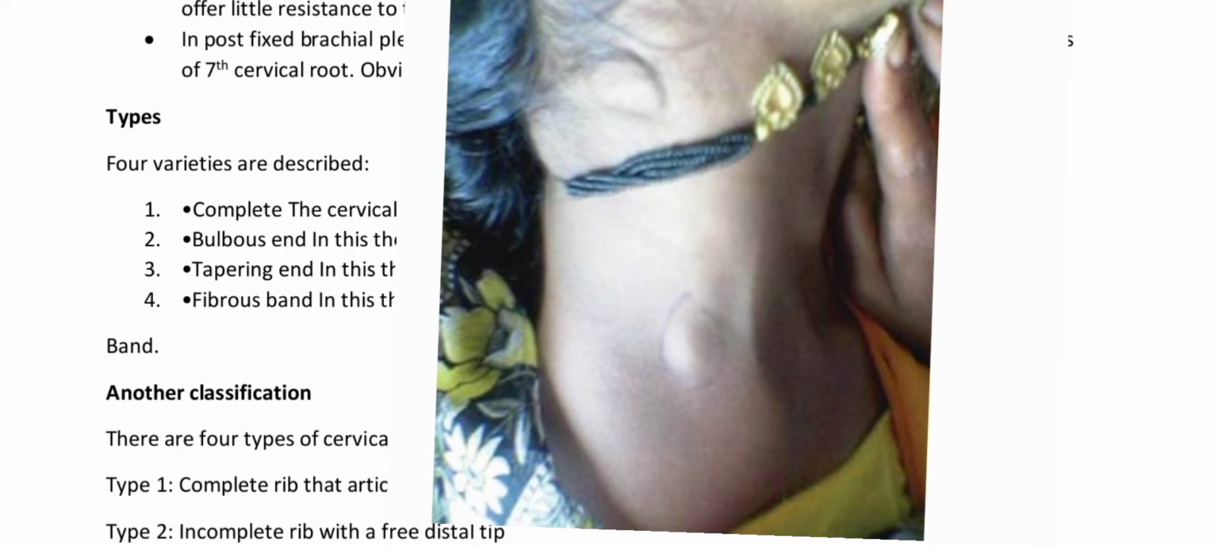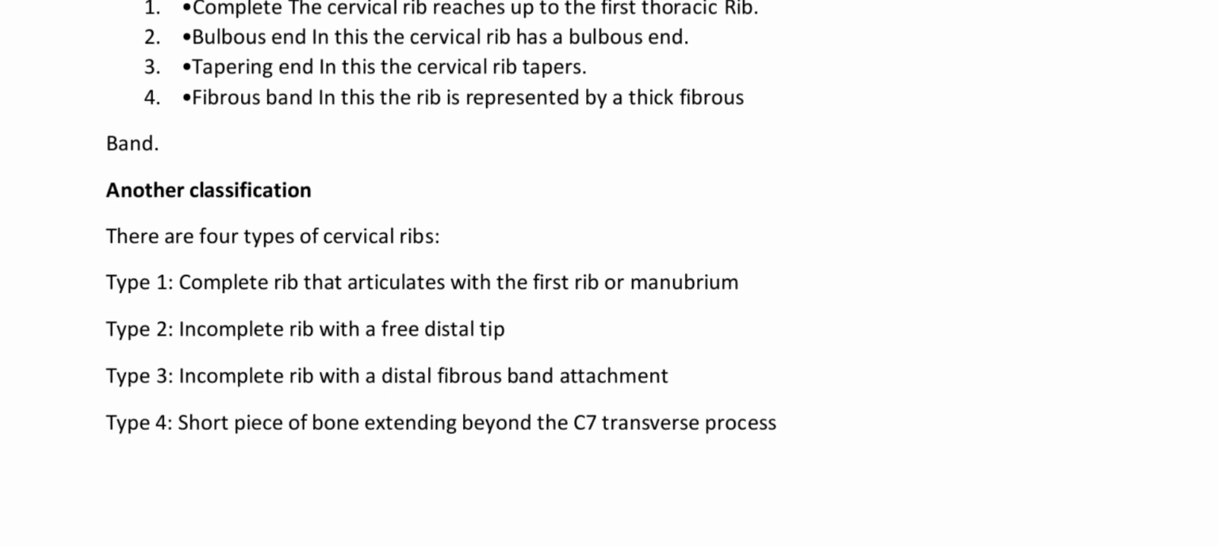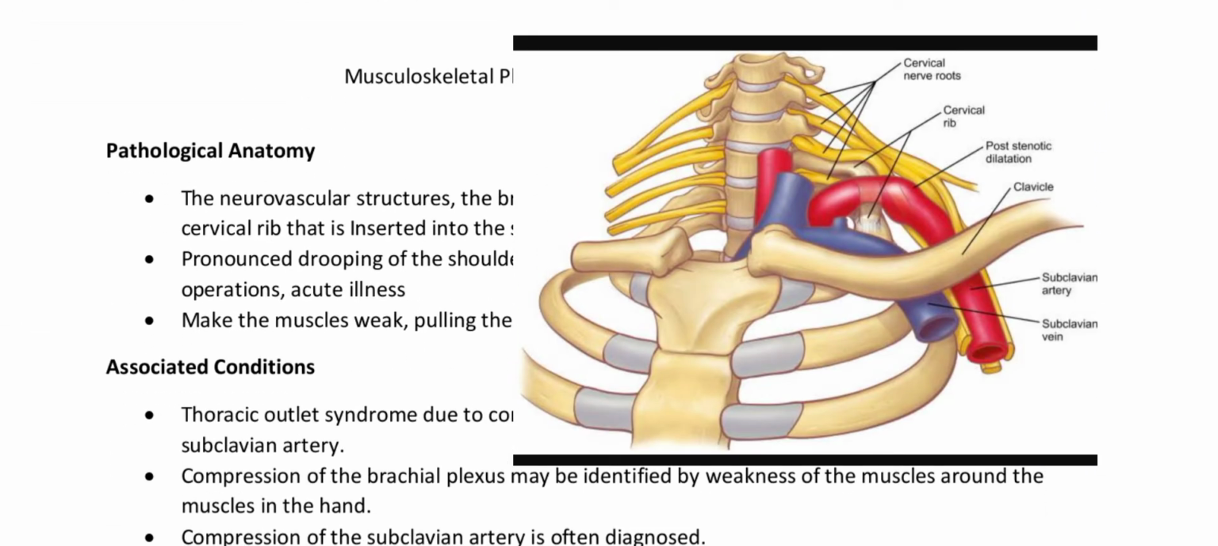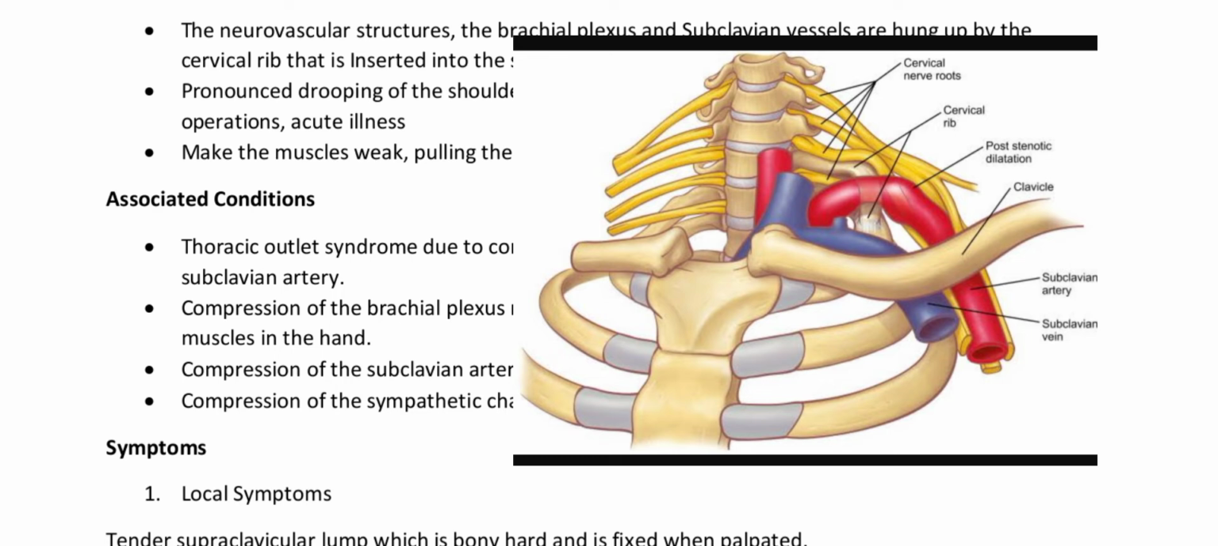And there is another classification. There are four types of cervical rib. Type 1 is the complete rib that articulates with the first rib or the manubrium. Type 2, incomplete rib with a free distal tip. Type 3, incomplete rib with a distal fibrous band attached. Type 4, a short piece of bone extending beyond the cervical 7 transverse process.